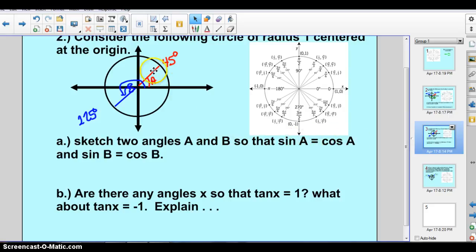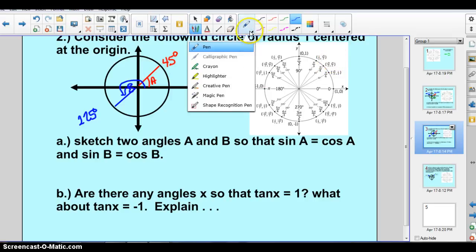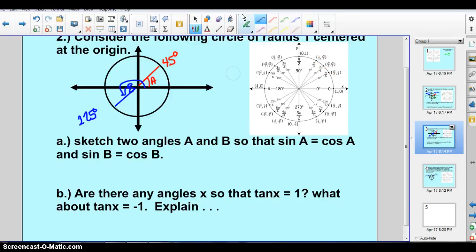Well, if I make angle A 45 degrees, notice that over here our measurements would both be the square root of 2 over 2, comma, the square root of 2 over 2, making the ratio measurements both equal.